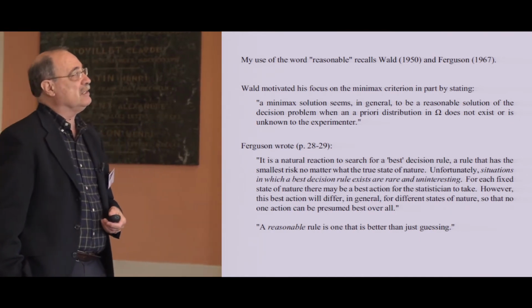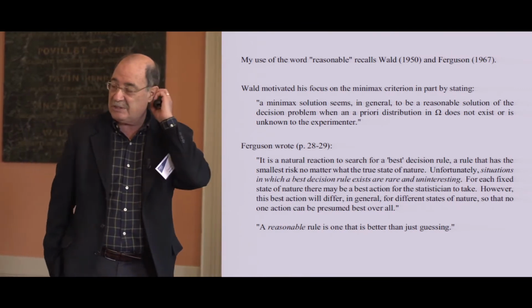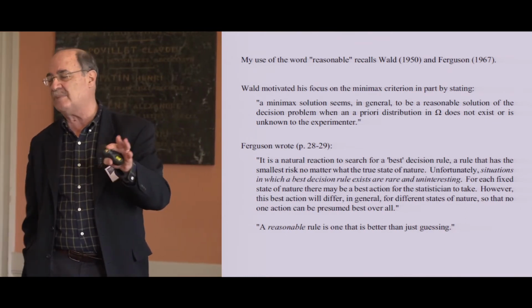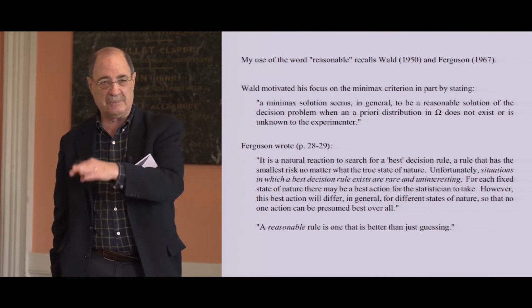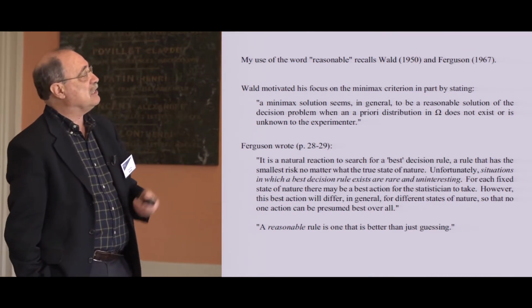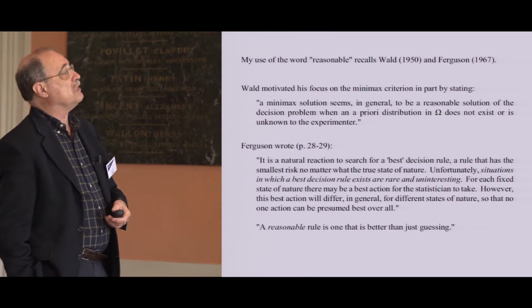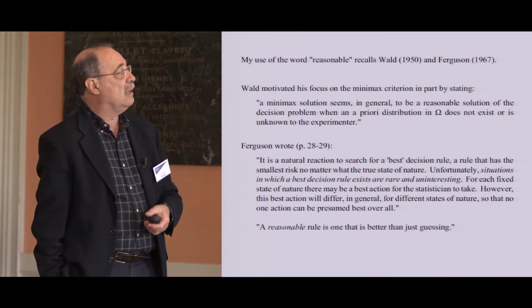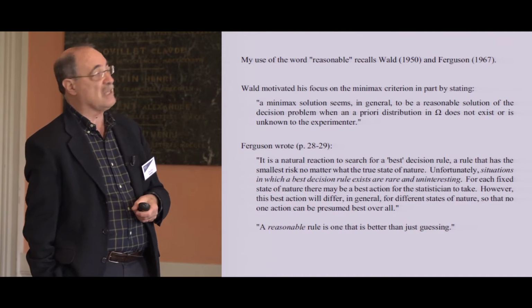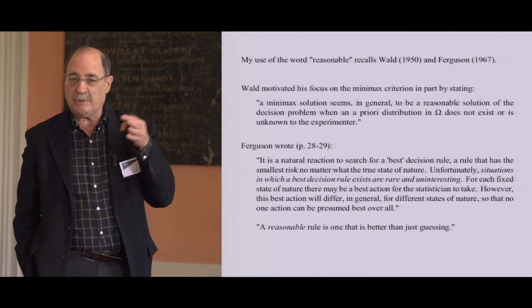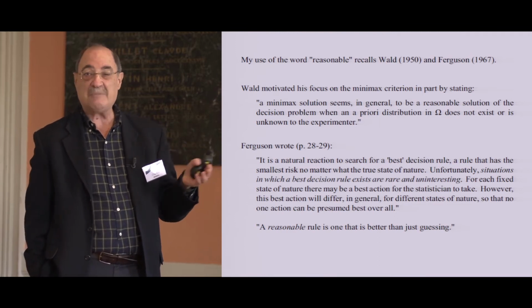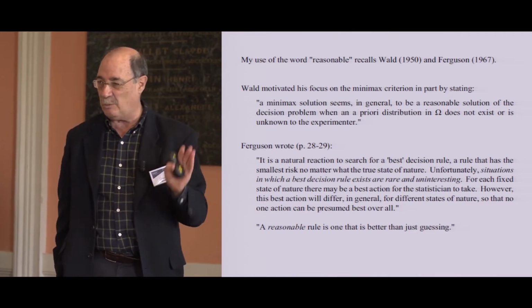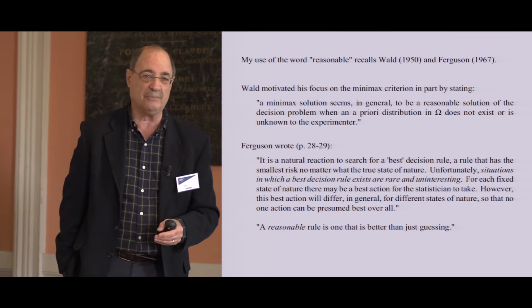So Abraham Wald, in his seminal book on statistical decision theory in 1950, focused on, I'll say maximin because I want to maximize something, Wald talked about minimax because he was minimizing loss rather than maximizing welfare. And this is a quote from Wald in 1950: "A minimax solution seems in general to be a reasonable solution of the decision problem when an a priori distribution on the sigma algebra does not exist or is unknown to the experimenter." Okay, so he says if you're not prepared to put a subjective distribution down, a minimax approach seems reasonable. Now, Wald is a very rigorous mathematician, but he never defined what reasonable meant. He just left it. This is Wald at the beginning, page 18 of his statistical decision theory book.